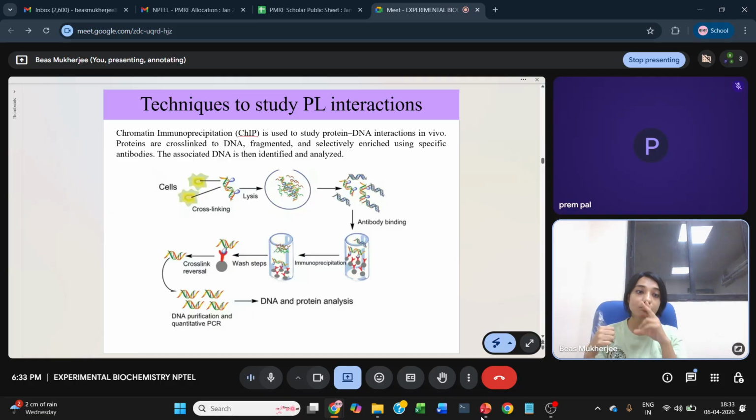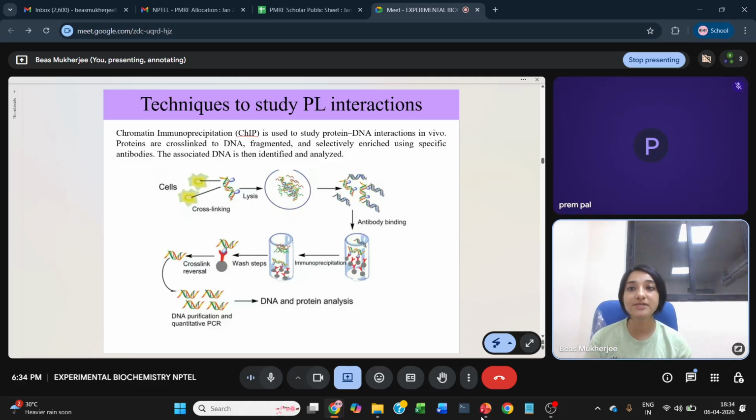You can remove it with a technique called DNase footprinting, where you use DNase to chop off all the free DNA. Then you can take the protein and reverse this cross-linking, and the protein will be free. Then you can study it: okay, this is the protein that was bound to my DNA.